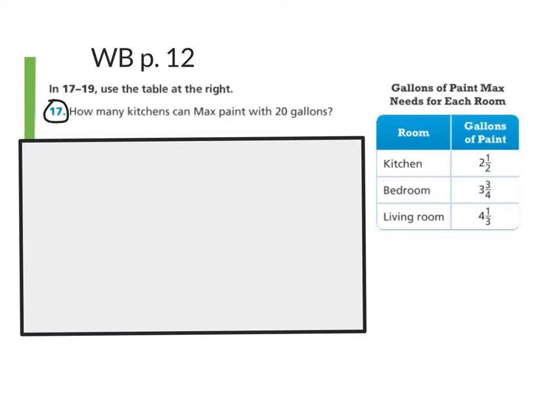We'll look at a couple problems here in your workbook. Workbook page 12, number 17. How many kitchens can Max paint with 20 gallons? So kitchens, if you look at the table over here, it takes 2.5 gallons for him to paint a kitchen.